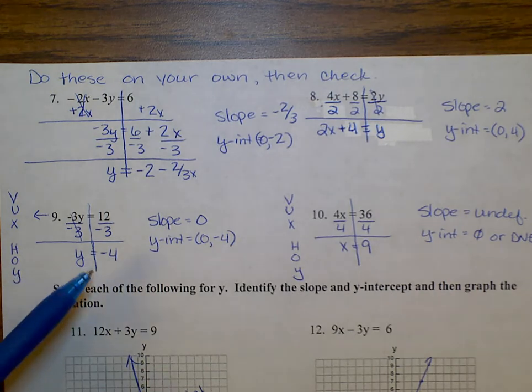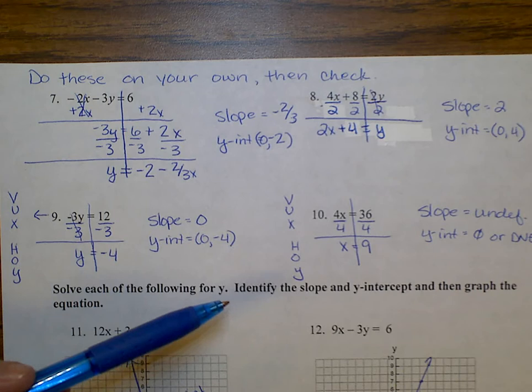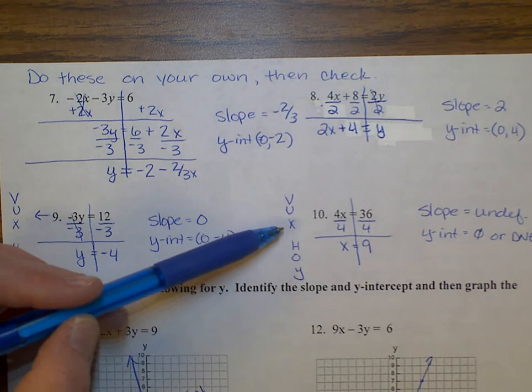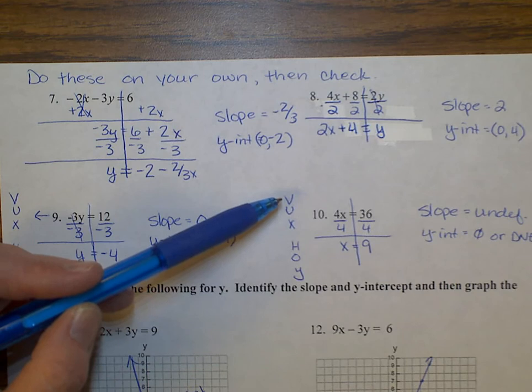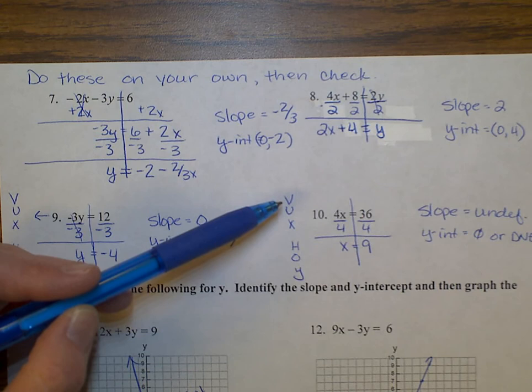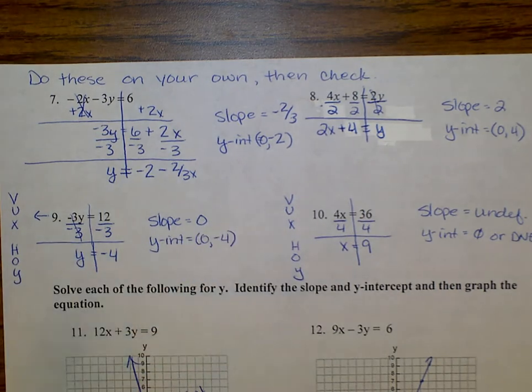Then on number 10, we get to x equals, so we're going to be using the VUX part, right? Which means our slope is undefined, and we have a vertical line. That means going up and down. It will never cross that y-axis. So your y-intercept does not exist. Now, let's look at 11 real quick.